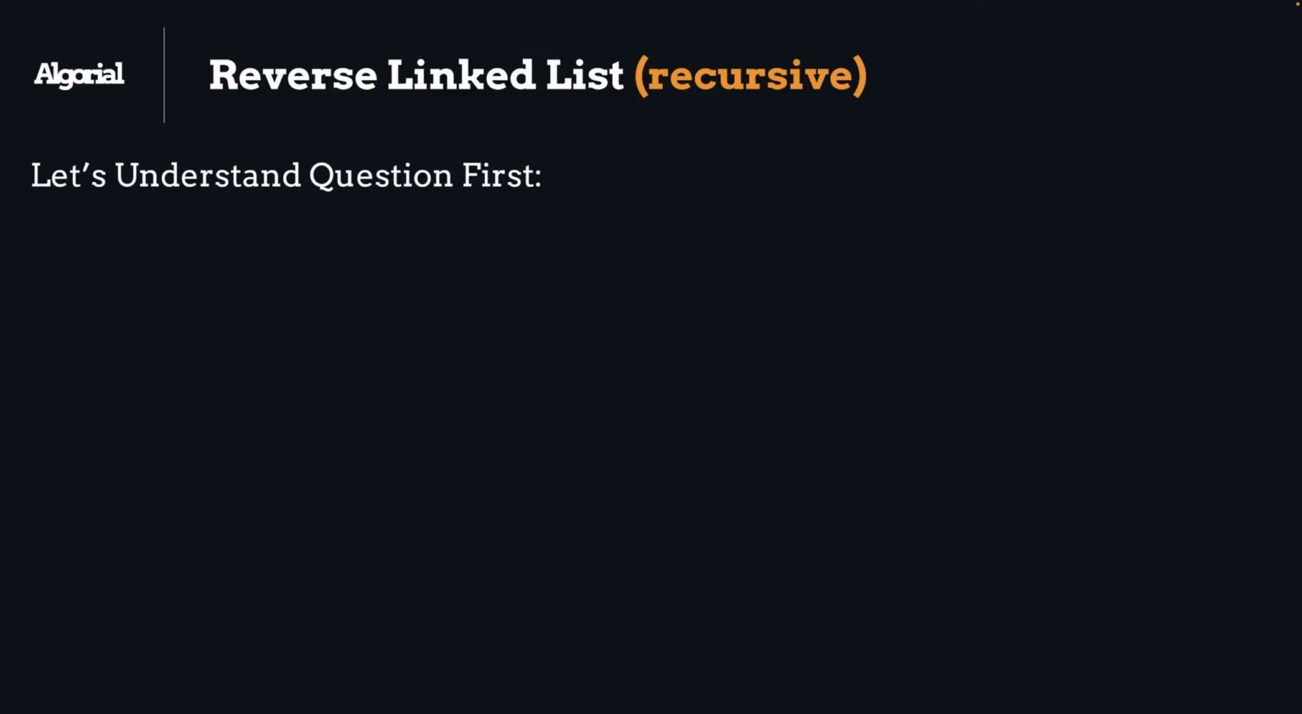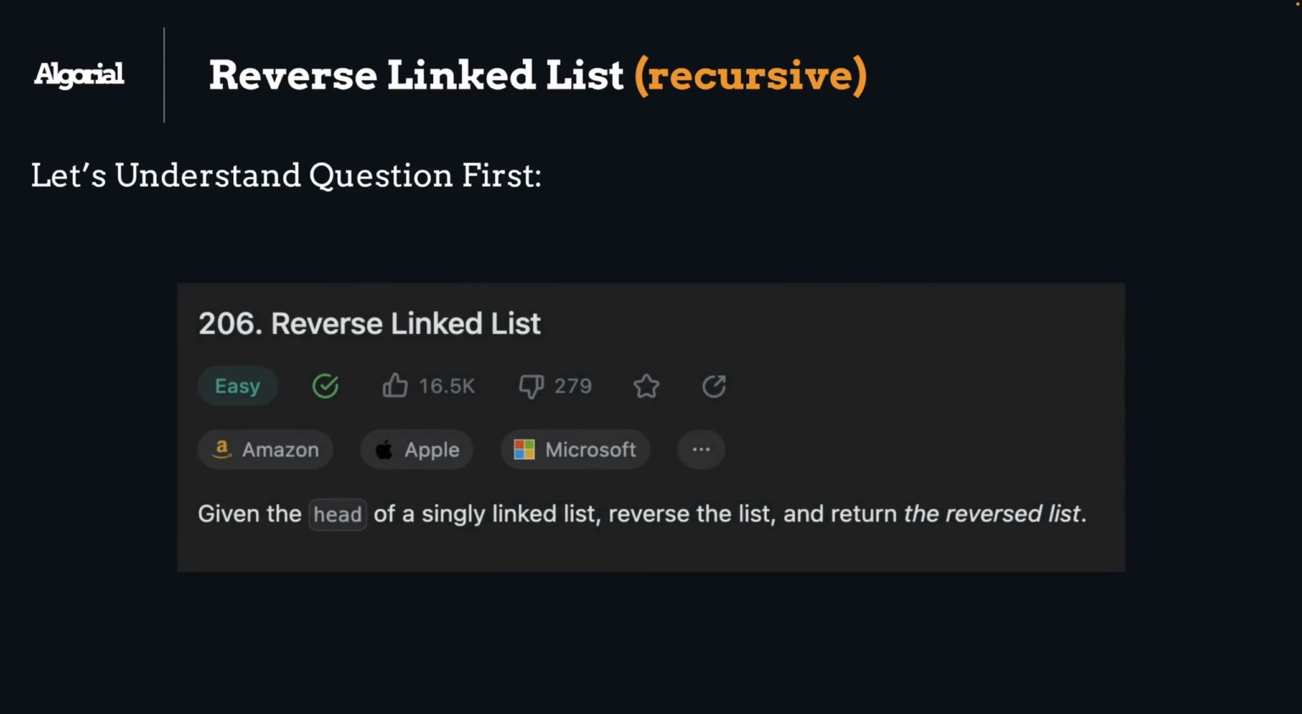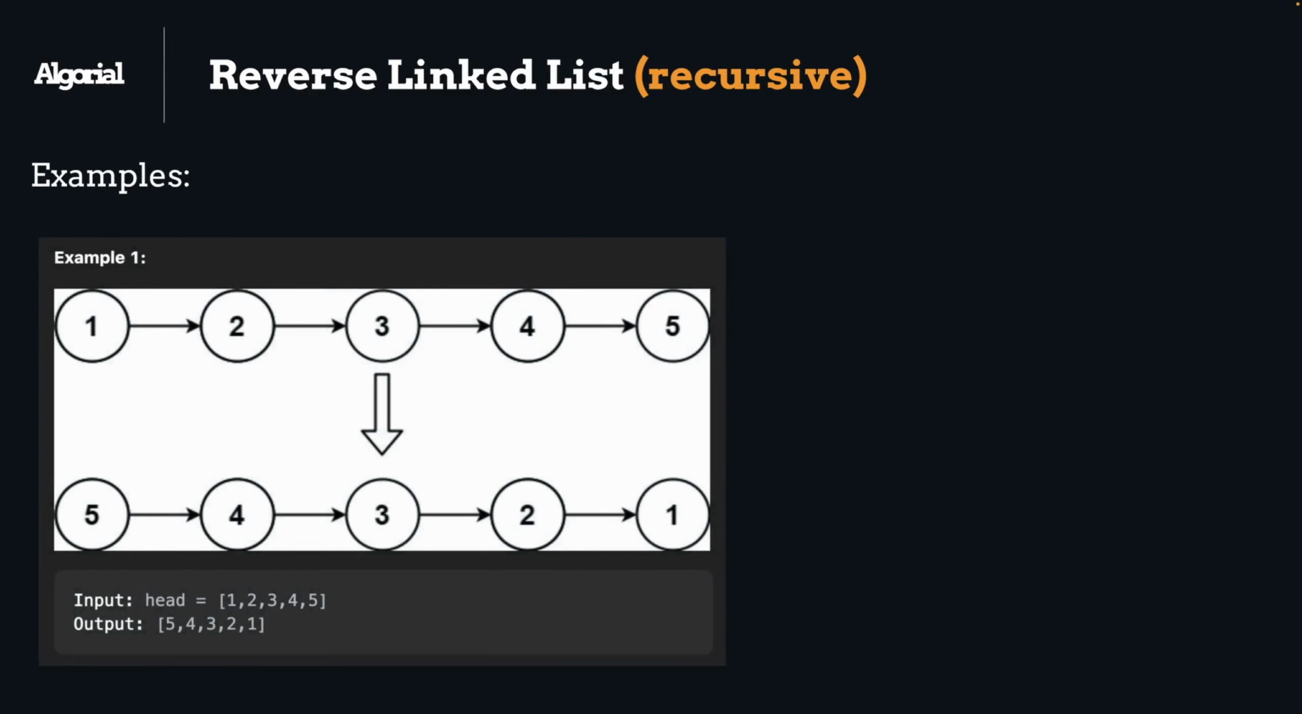Okay, let's go through the problem first, like the previous one. Given the head of a singly linked list, reverse the list and return the reversed list. Let's see some examples. Since the question and examples are like the previous one, we will pass this step quickly, just to onboard you with what this question asks.